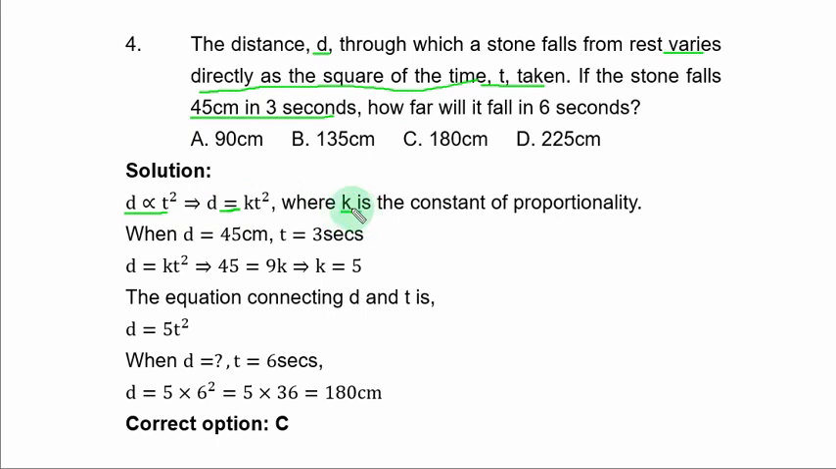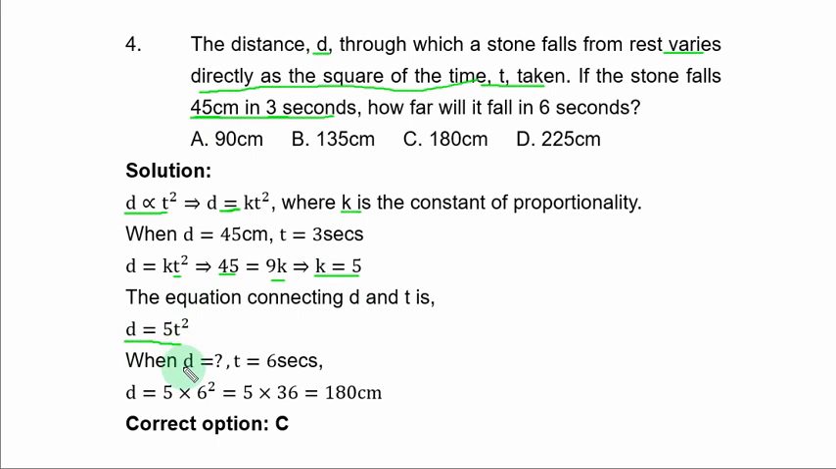Alright, now this statement, when D is 45, T is 3, is to enable you find K. So you put 45 in place of D. Now if you put 3 in place of T and square it, you have 9. So you have 9K. Divide through by 9, K is equal to 5. Now that K is known, you need to write the equation connecting D and T by simply replacing K with 5, and you have it in this form.